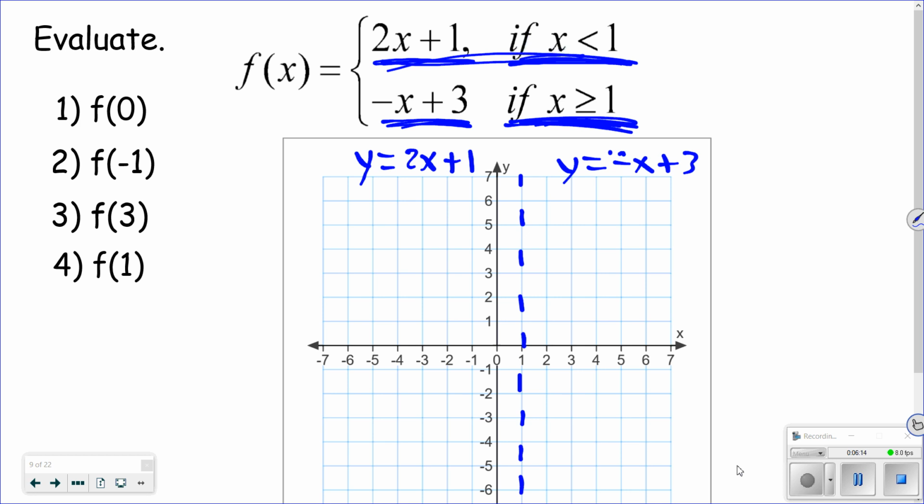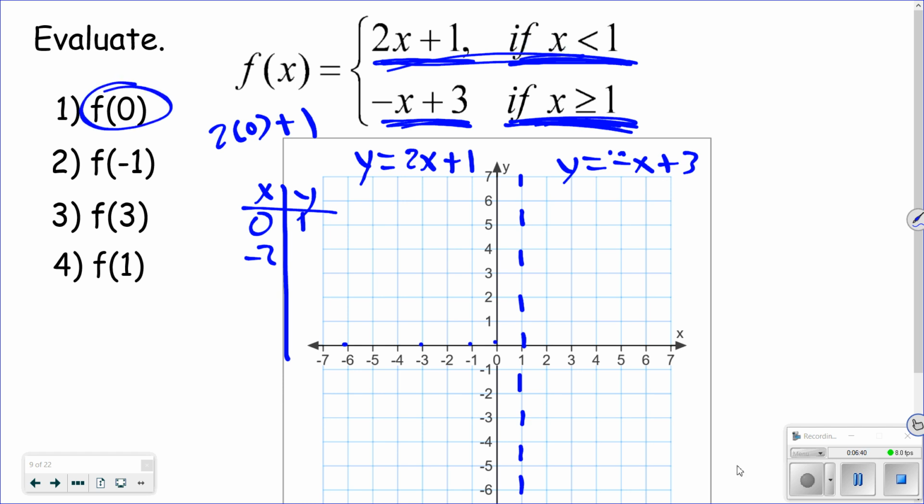So I'm going to start over here on the left side and make a table. I'm going to plug in some values. Now when I plug in values for x, I have to plug in numbers that are less than 1. So I could plug in 0, -1, -3, anything to the left of 1. So maybe I'll try 0 and -2. If I plug in 0, I would get 2 times 0 plus 1, which is 1. We actually did that right up here, right? If I plug in -2, I would get 2 times -2 plus 1. 2 times -2 is -4. -4 plus 1 is -3.